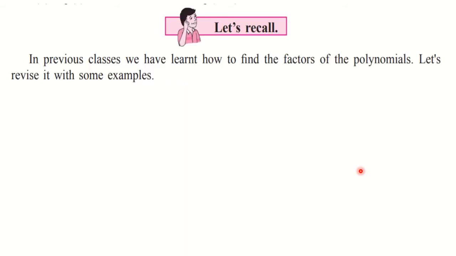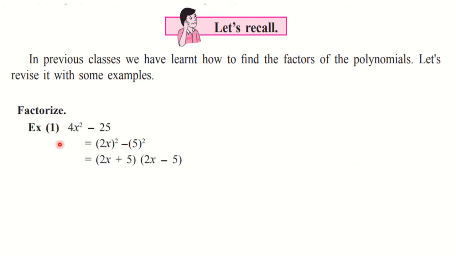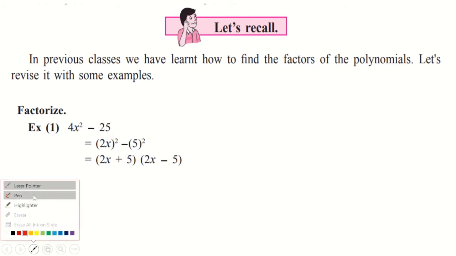Now here we have to do certain revision which you have done in lower standards. In lower standards you have learned how to find the factors of the polynomials. Okay. So let us take some of the examples here. From that, first one here is 4x square minus 25. So here if you observe carefully, both the terms are perfect squares. 4x square is the perfect square of 2x. So write down 4x square as (2x) the whole square. Minus, here 25 is a square of 5.